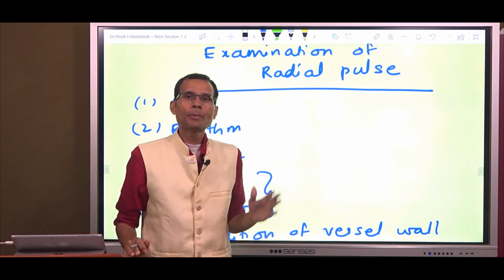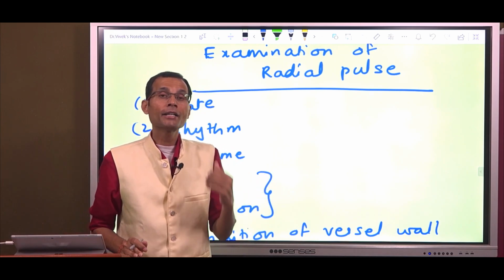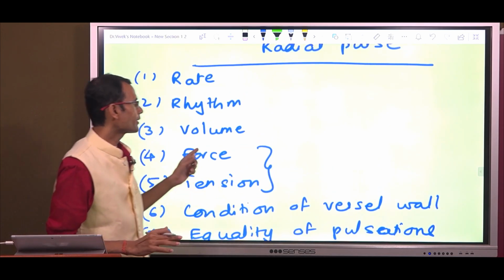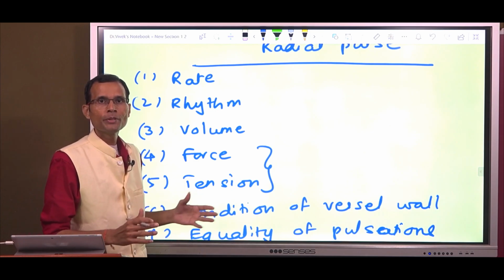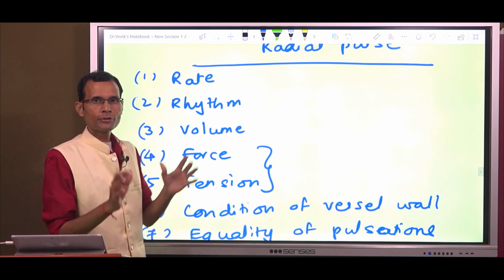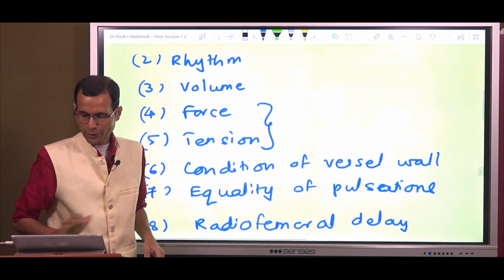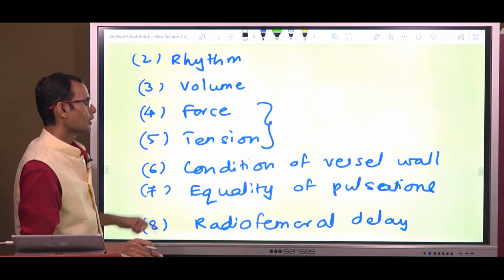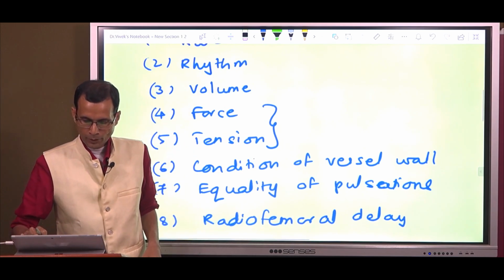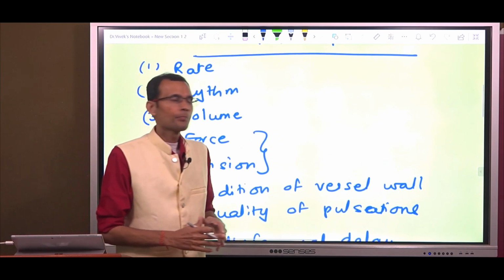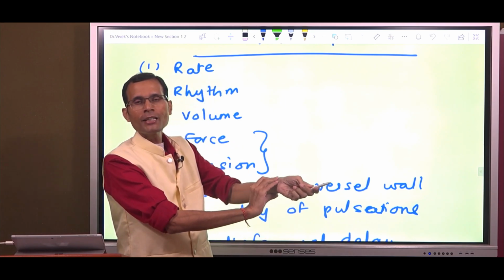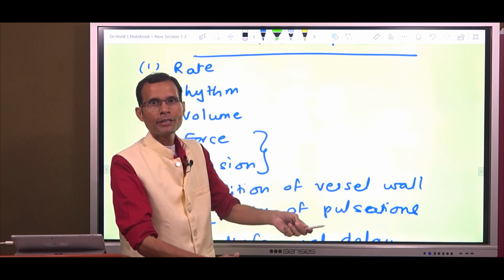You will examine the pulse for 1 minute, ideally for 2 minutes, and you will check all these points during these 2 minutes: rate, rhythm, volume, force and tension. Force and tension are clubbed together, I'll tell you why. Condition of the vessel wall, equality of pulsations, and radiofemoral delay. So let's start. Starting with the rate. You feel the pulsations for 1 full minute.